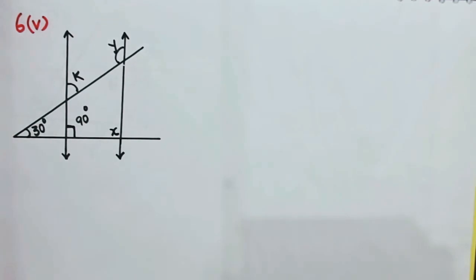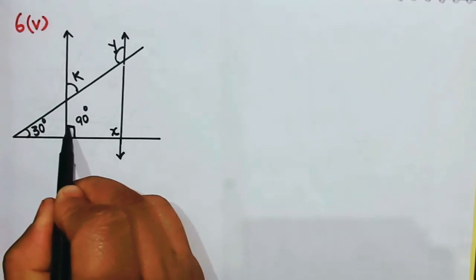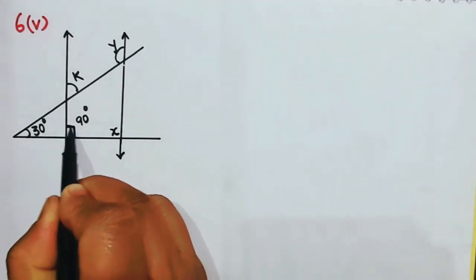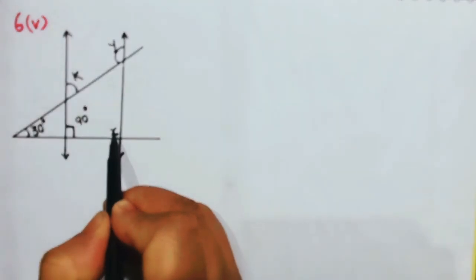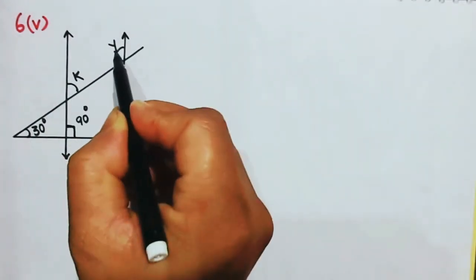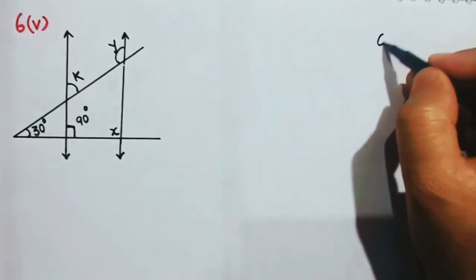5, and then I'll do one more so that you get relaxed. Here, what do we find? Here we find that the value of this angle is given as 90 degrees. We need to find the value of x, k, y. So let us observe first.